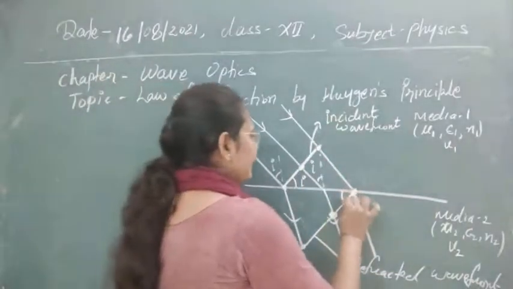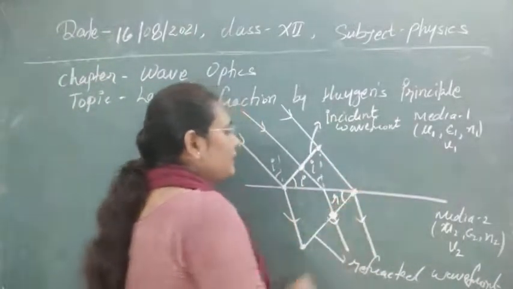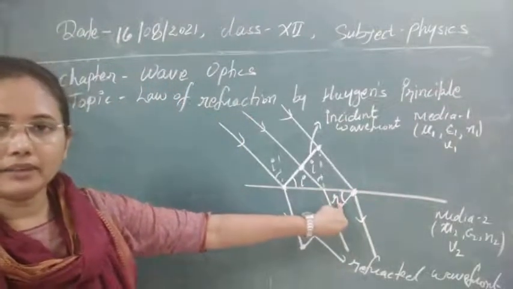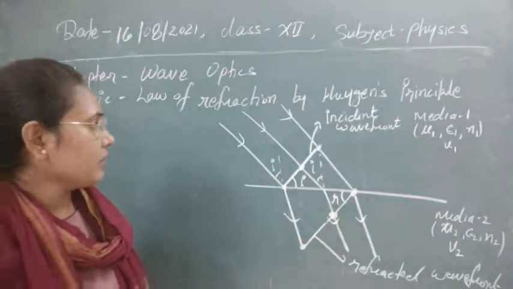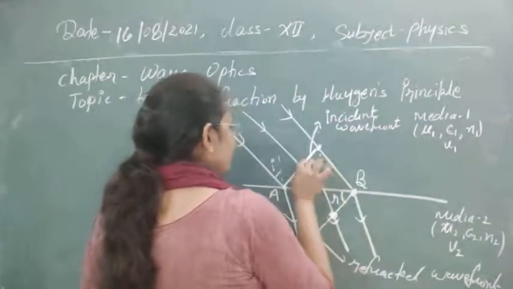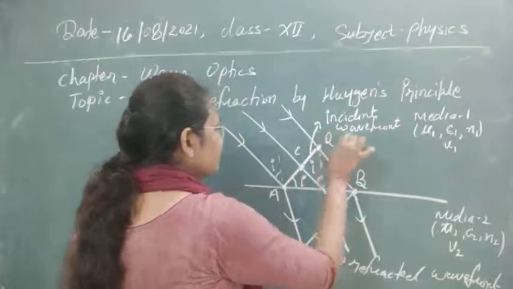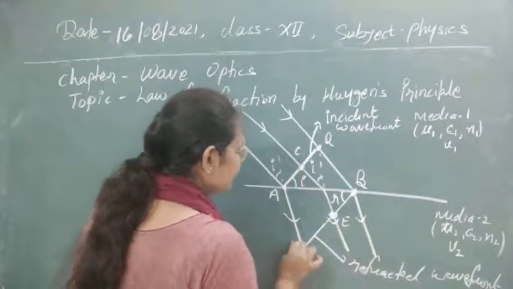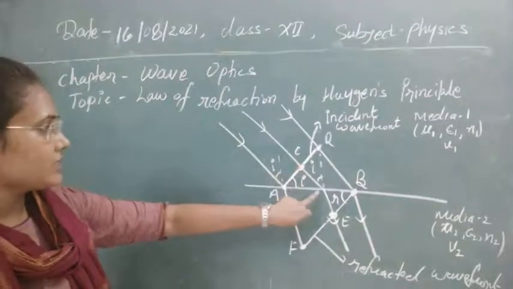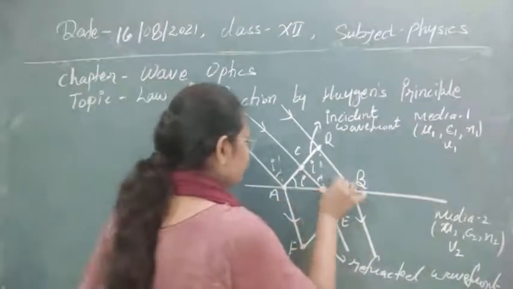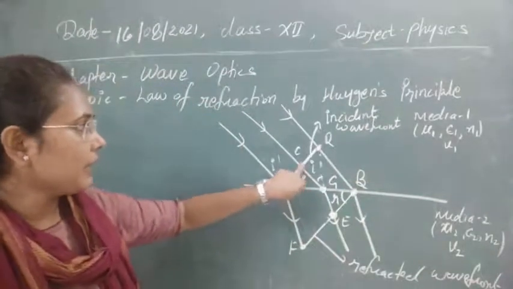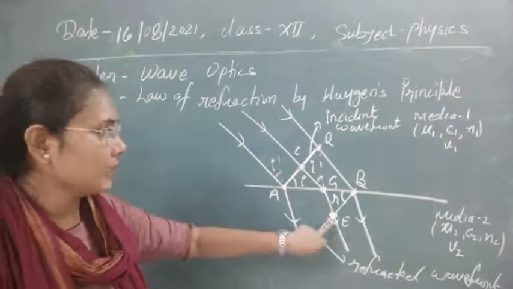And this angle, the angle made by the refracted wavefront with this one, is called the angle of refraction. So in this figure we will suppose this is our A, this is point B, this is now point C, this is point D, a point on this wavefront. Then again we will start from this point. Suppose this is now our point G. So we will see the time taken by this wave from C to E.